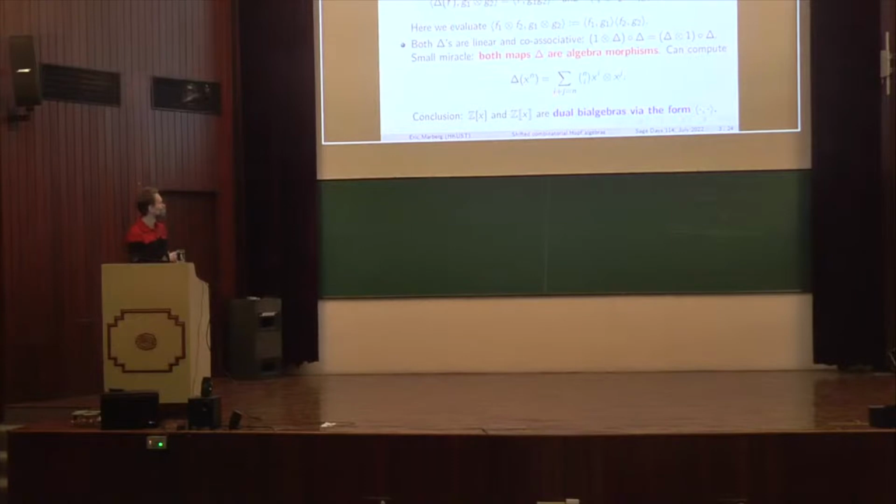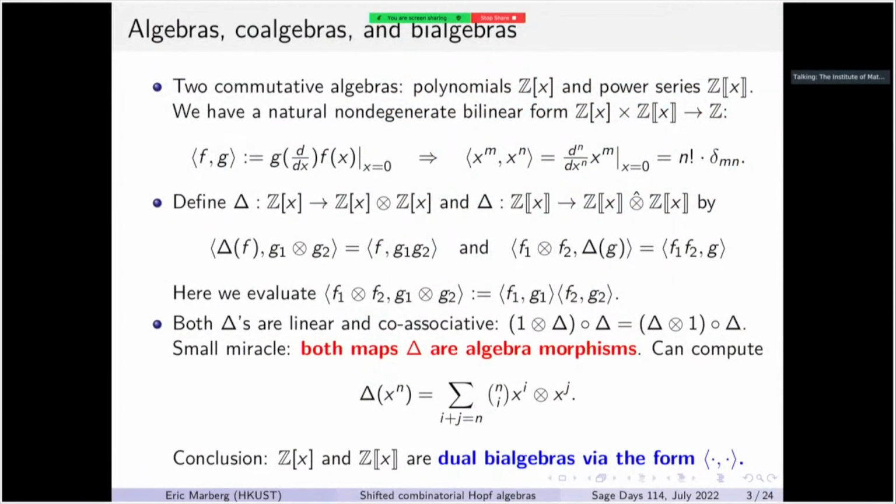And more generally, it's going to send x to the n to this summation with binomial coefficients, something that almost looks like the binomial theorem. So in this setting where you have algebras, and you also have a coalgebra map, and this turns out to be an algebra morphism, then that is the definition of a bialgebra. That's all you need for a bialgebra, ignoring some unit and co-unit conditions. And the conclusion here is that these two objects are dual bialgebras via this form.